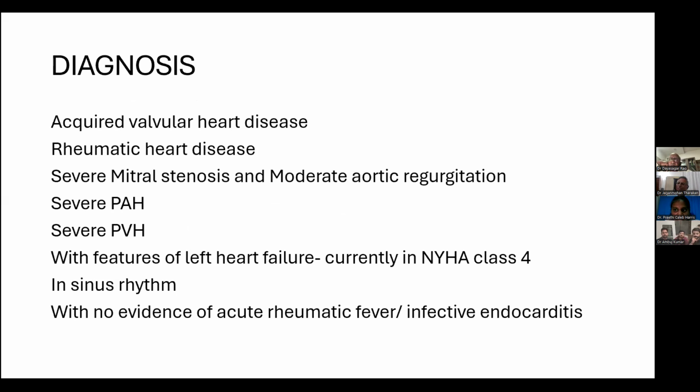Diagnosis: acquired valvular heart disease, a rheumatic heart disease with severe mitral stenosis with moderate aortic regurgitation, with severe PAH, severe pulmonary venous hypertension with features of left heart failure, currently in New York Heart Association class 4, in sinus rhythm with no evidence of acute rheumatic fever or infective endocarditis.